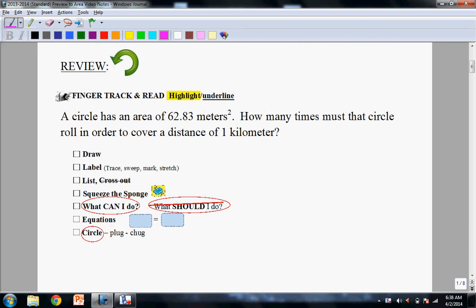Let's start with the review problem. It says, a circle has an area of 62.83 meters squared. How many times must that circle roll in order to cover a distance of 1 kilometer? I'd like you to try to do this on your own. I'll give you 3 minutes, and then we'll check.